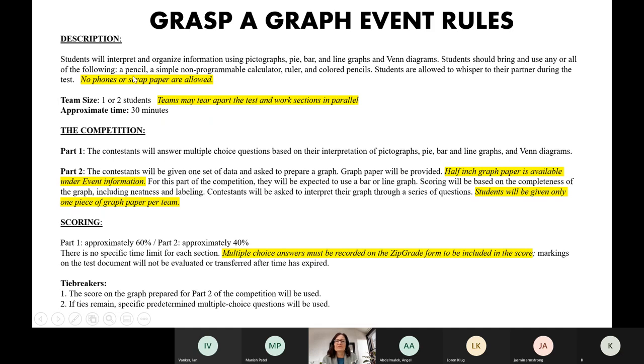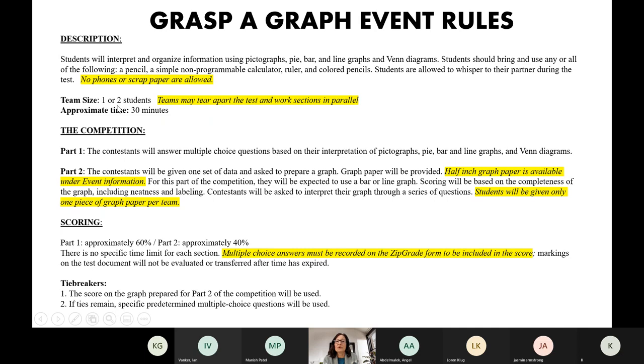In terms of rules, they should bring pencils. Colored pencils are preferred, in terms of how they can distinguish the different sets of data on the graph. A non-programmable calculator, no phones, and a ruler. Definitely they would need a ruler for whoever's doing the graphing, and the person who's interpreting graphs might want a ruler to help them too. Again, no phones or scrap paper. We will provide a piece of graph paper, and only one piece. So they need to know how to handle it if they make a mistake, because they're only going to get one piece of graph paper.